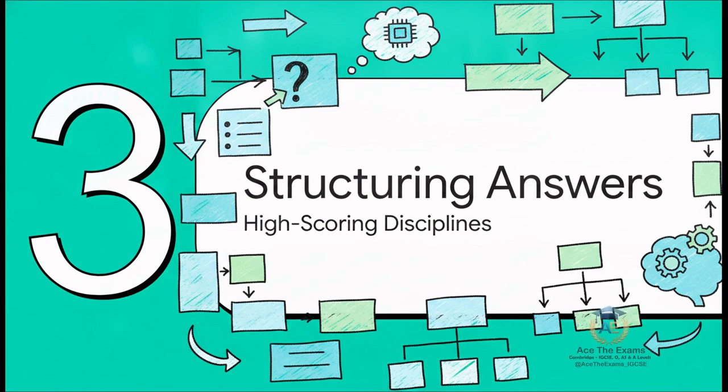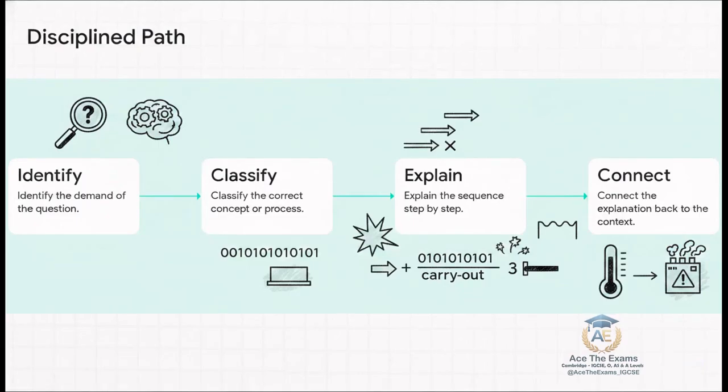All right, let's get back to building that perfect answer structure. Here is the absolute disciplined path you must take when your pen hits the paper. Step 1. Identify the demand of the question. Decode the command word. Is the examiner asking you to describe, explain, evaluate, or compare? If it says evaluate and you just describe, you are throwing away 50% of the marks instantly.